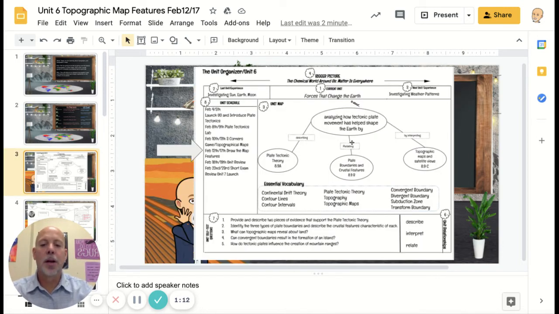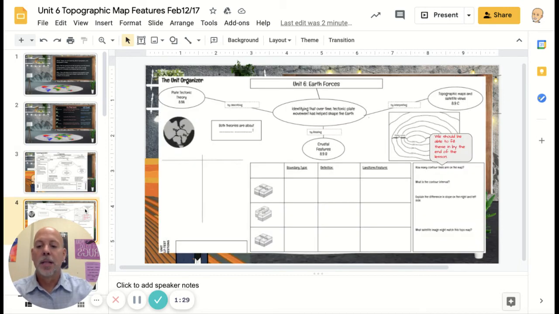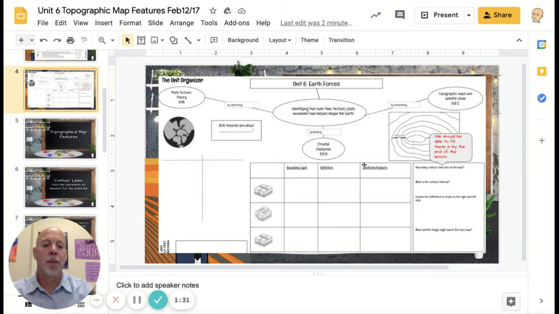Once again, we're here in our unit organizer. We're on track. We're on the 12th and 17th. If you're watching this on the 17th, I hope you had a great four-day weekend. So we are right over here, topographic maps, satellite. On the next page of your unit organizer, you should be able to fill out this section when we are done today. So you should be keeping up with your unit organizer, making sure you're filling these things out as we do them, as we're taking notes as well.